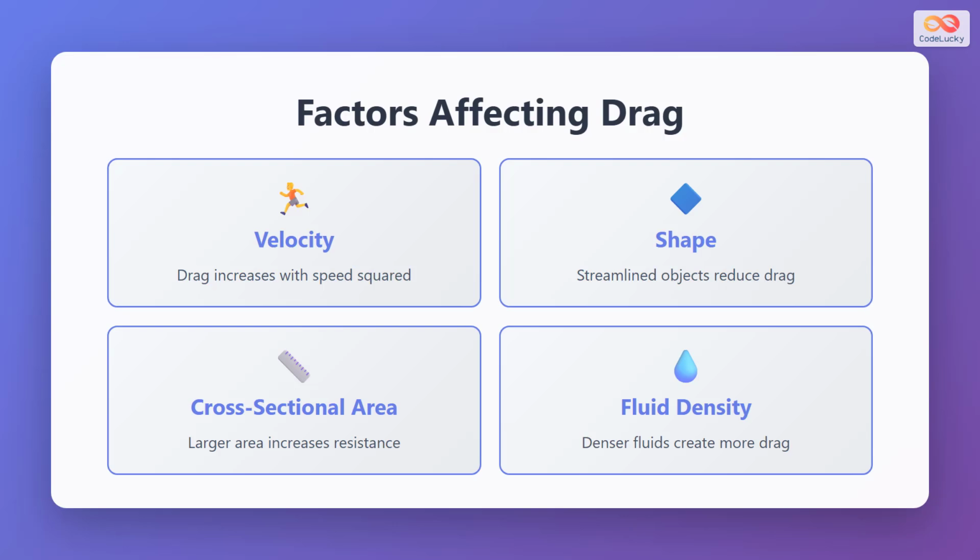Four main factors affect drag force. Velocity is crucial because drag increases with the square of speed. Shape matters because streamlined objects experience less drag than blunt ones. Cross-sectional area is important as larger areas facing the flow create more resistance. Finally, fluid density plays a role since denser fluids create more drag.